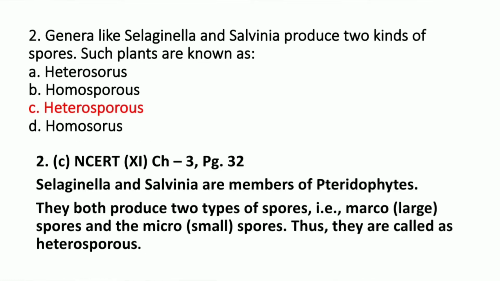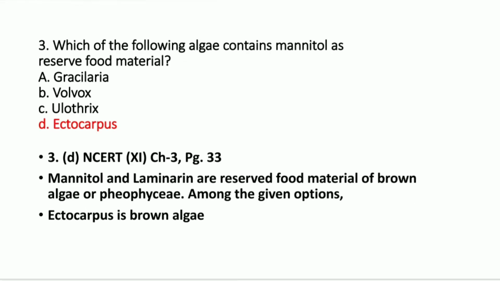Next question, genera like Selaginella and Salvinia produce two kind of spores. Such plants are known as, answer is Heterosporous. Hetero means different and sporous means spore. Both Selaginella and Salvinia are examples of pteridophyte and they produce macrospore and microspore, which is known as Heterosporous.